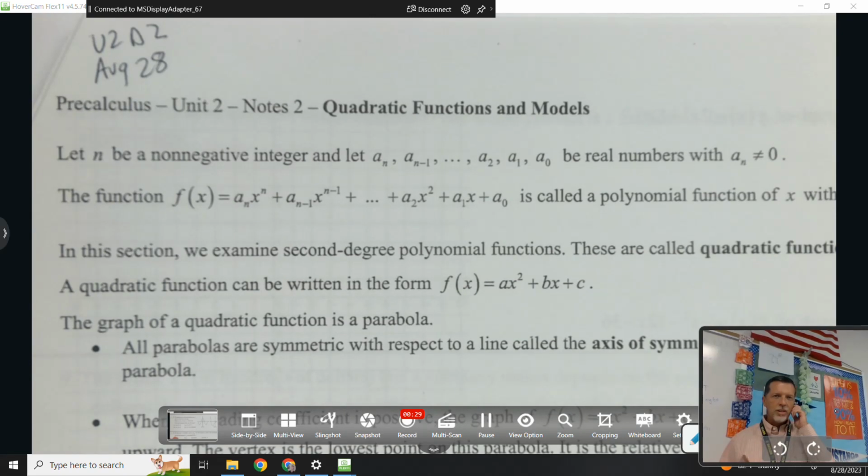Quadratic functions and models. You did a lot of stuff with quadratics in Algebra 2, so hopefully a big chunk of this is review, but we'll see.